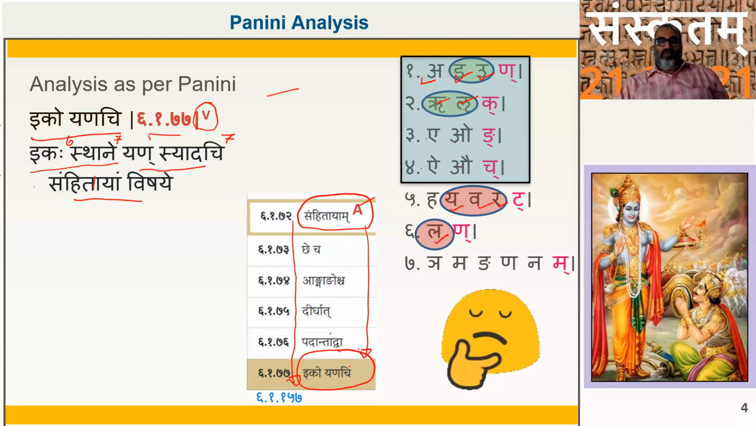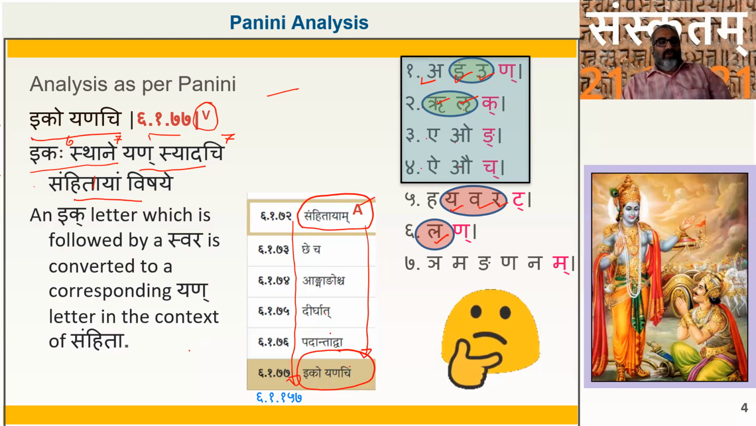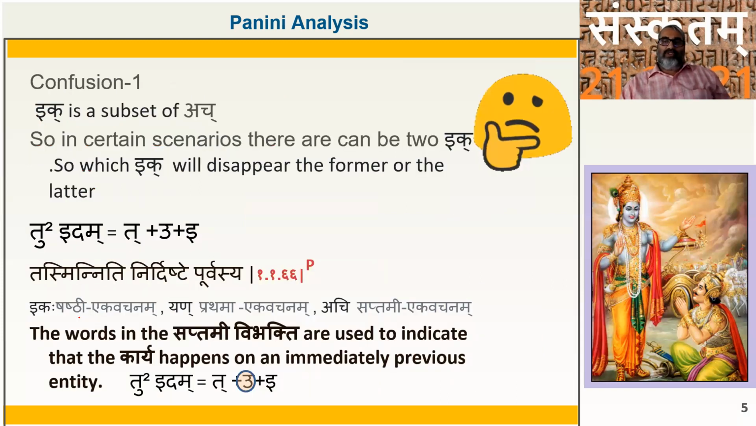So Ikastane Yan Syat Samhitayam Vishaye. We all know what is Samhita. We learned Samhita in the first or second tutorial, where we talked about Param Sannikarshaha Samhita. So far, so good. An Ik letter which is followed by a swara, here Ach, is converted to a corresponding Yan letter in the context of Samhita. So in the place of Ik, you will have Yan when Ach follows in a Samhita. That is the simple translation. Now let us do a bit of a deep dive, because the more you read, the more you will get confused. That can be addressed, and has been addressed, by Panini.